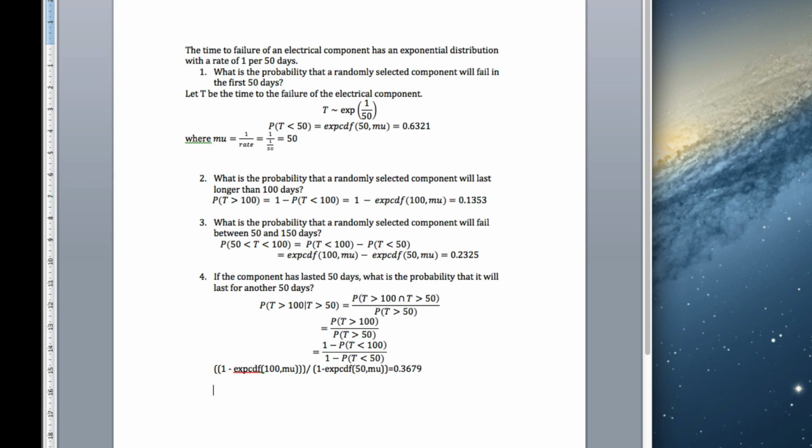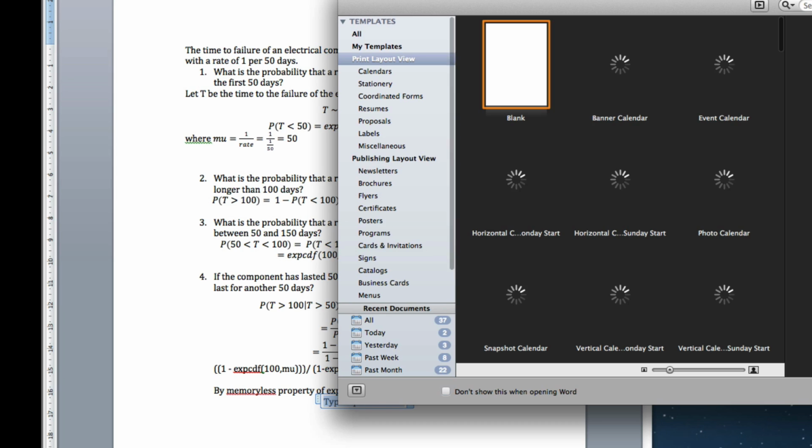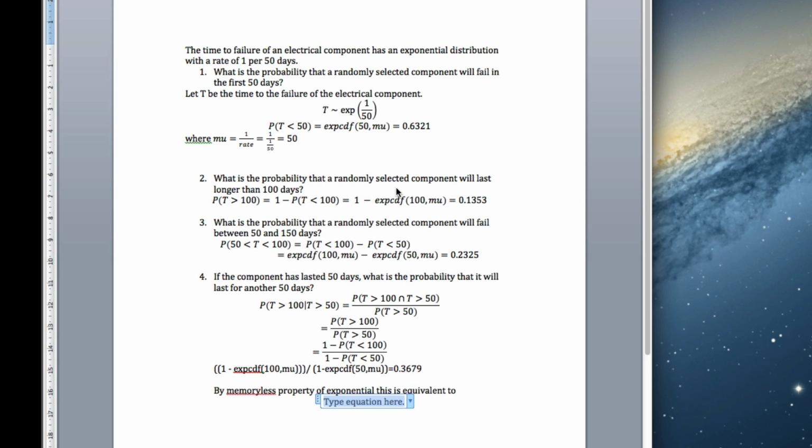So let's put that. So by the memoryless property of the exponential, this is equivalent to the probability that T is greater than 50. So, the probability T is greater than 100, given T is greater than 50, is actually just equal to the probability T is greater than 50.